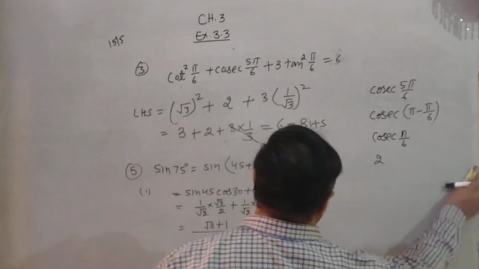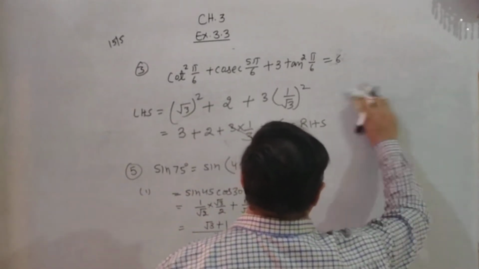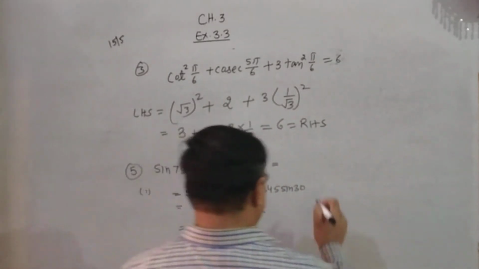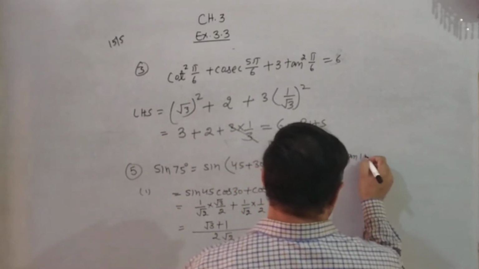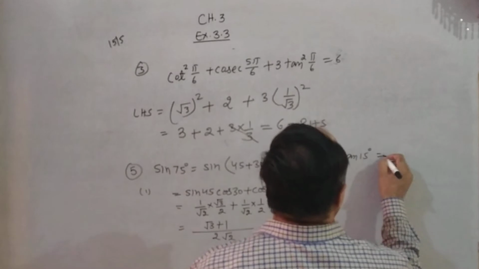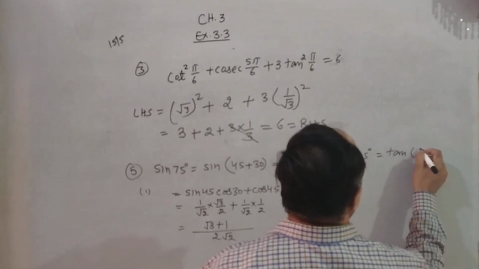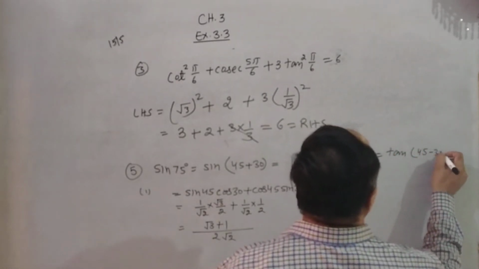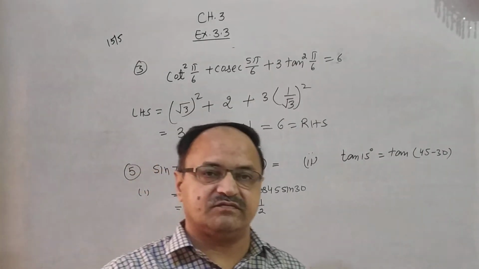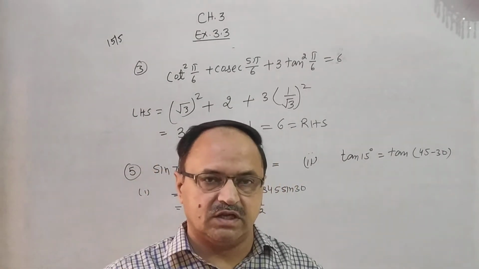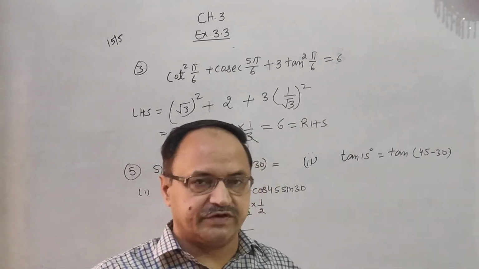Similarly, you can solve the second part of this question. Second part: find the value of tan 15 degree. Tan 15 you can write as tan of 45 minus 30, or you can write 60 minus 45. 60 minus 45 is 15, and 45 minus 30 is 15.